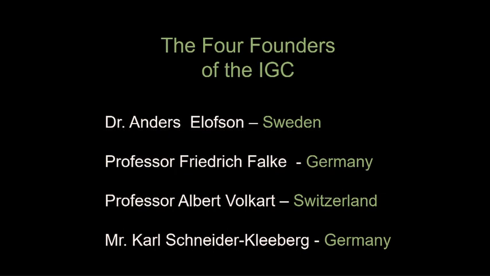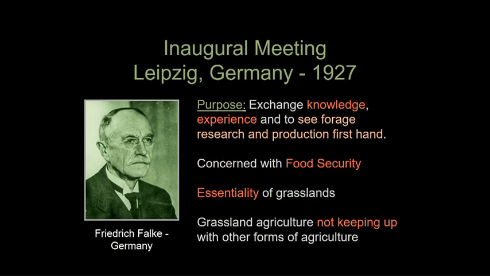So Friedrich Falke was able to get the first meeting going, and they called it a meeting. They didn't call it a Congress. And they decided that it would be there in Leipzig in 1927. And the reasons that he gave to the people that came to that first meeting was that the purpose was to exchange knowledge, exchange experience, to look at forage research firsthand. And that, ladies and gentlemen, is where these tours started that we've had every Congress since then.